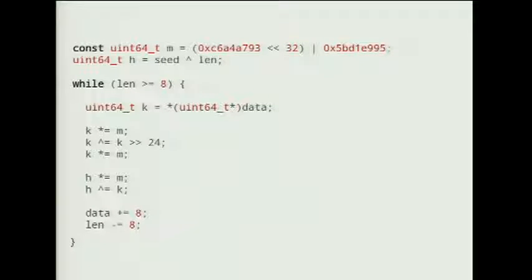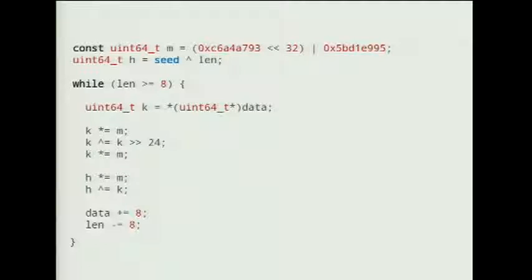Then there's H, which carries the state of the hash, and it's initialized by the seed and the length of the message to be hashed. And in this while loop, this is where most of the work happens. This is where all the individual message blocks will be processed.